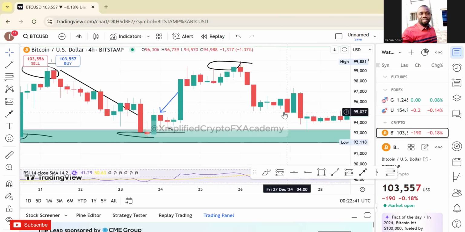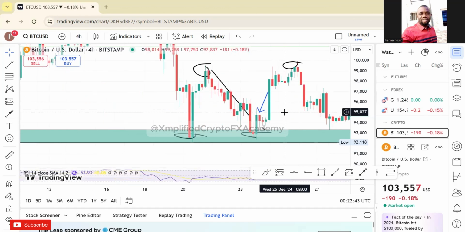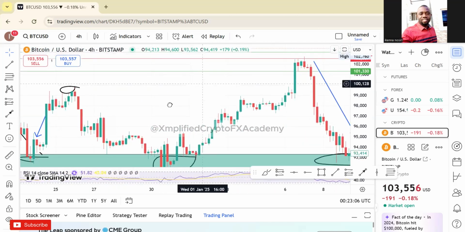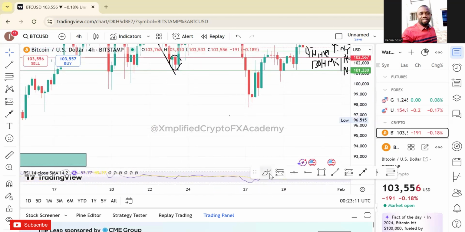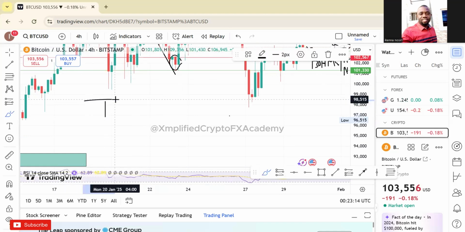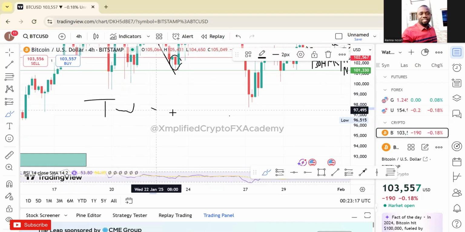So another candlestick pattern we'll be looking at, another indicator that will tell us the market is gearing towards a bullish reversal, reversing from bearish to bullish, is a tweezer bottom. Let's write it down under this: tweezer bottom.